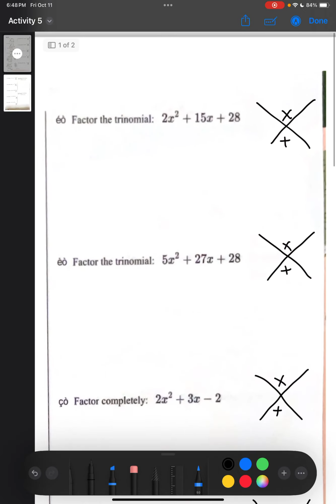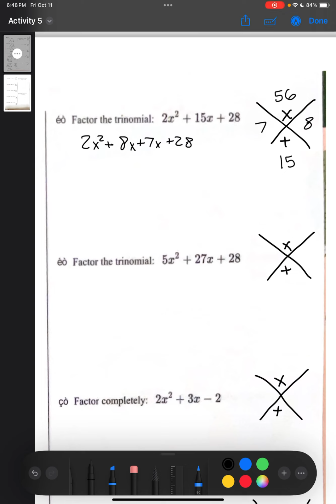Okay, now moving to the other side, which again is where we see how to split that middle number. For this first one, you are trying to get it to multiply to 56 and add up to 15. That's in check. You'll get to 7 and 8, which you can write as 2x squared plus 8x plus 7x plus 28.